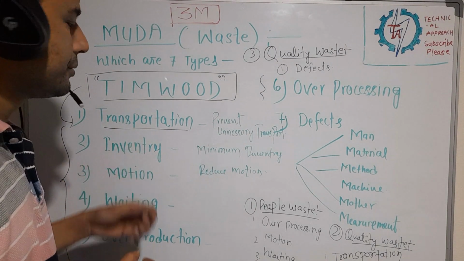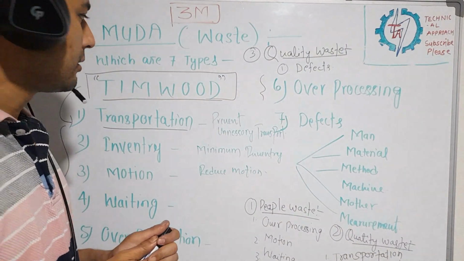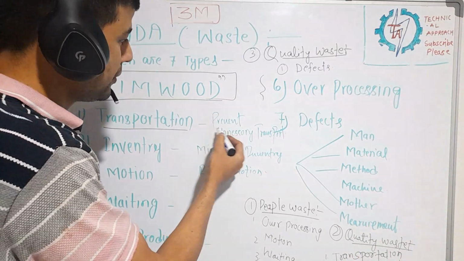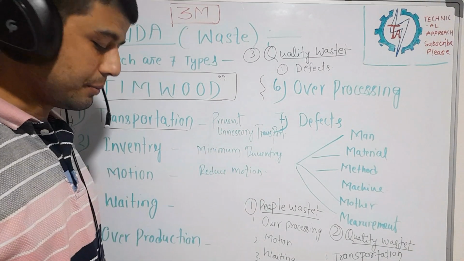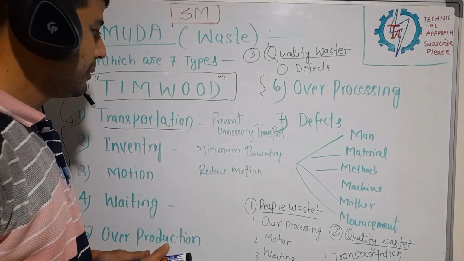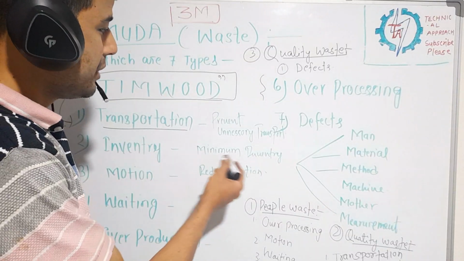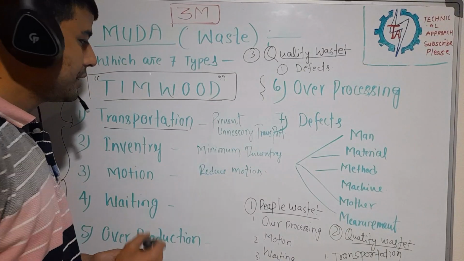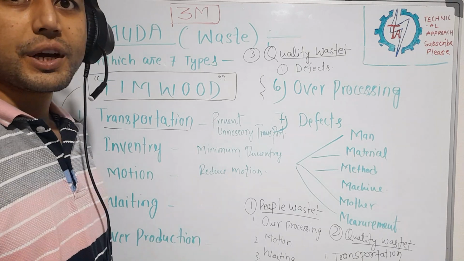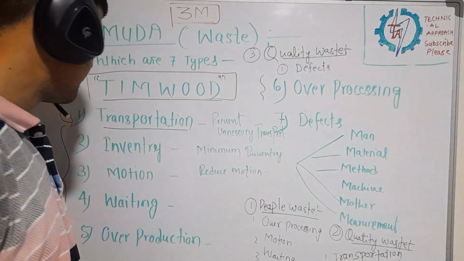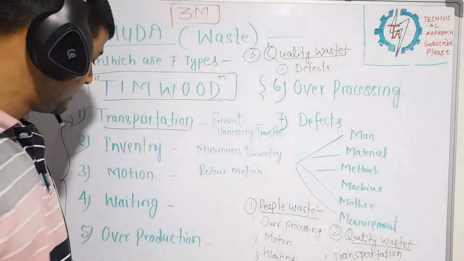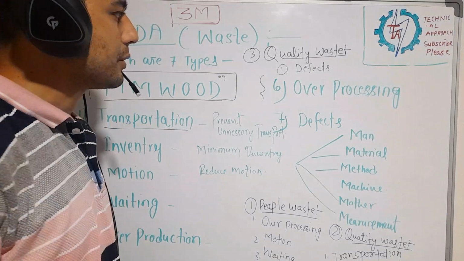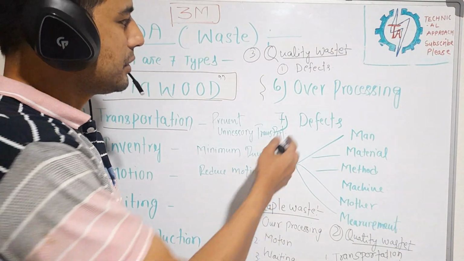First is transportation. Transportation waste, we control, we prevent unnecessary transportation. Inventory, we can minimize inventory. Motion waste, we can control, we can reduce our motion losses. Waiting, overproduction and overprocessing. The 7th is defect.